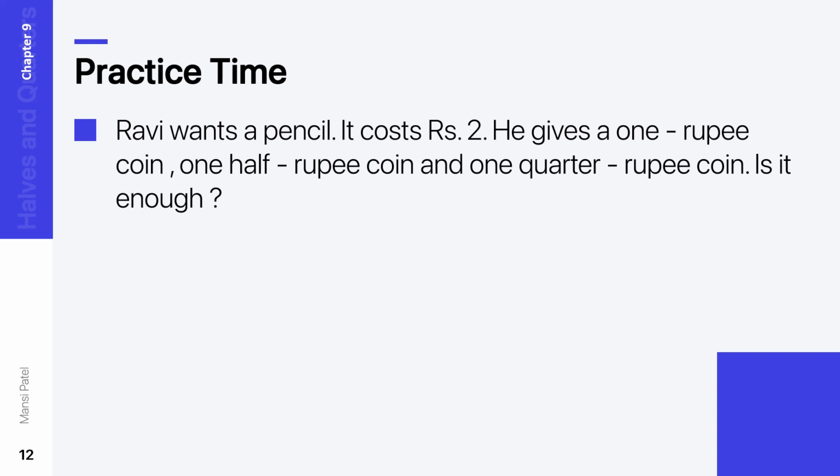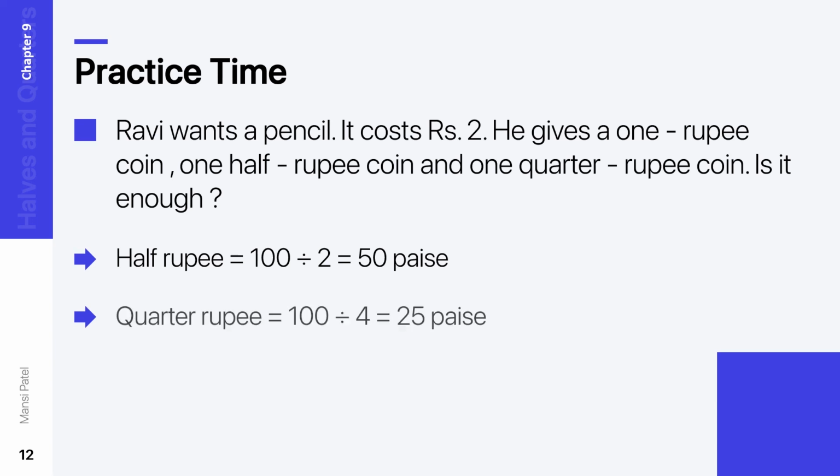Before solving this sum, we have to know that 1 rupee is equal to how many paisa. So we can say that 1 rupee is equal to 100 paisa. Now just find out how many paisa half a rupee is. 1 rupee is equal to 100 paisa. So half rupee is 100 divided by 2. So 100 divided by 2 is equal to 50 paisa.